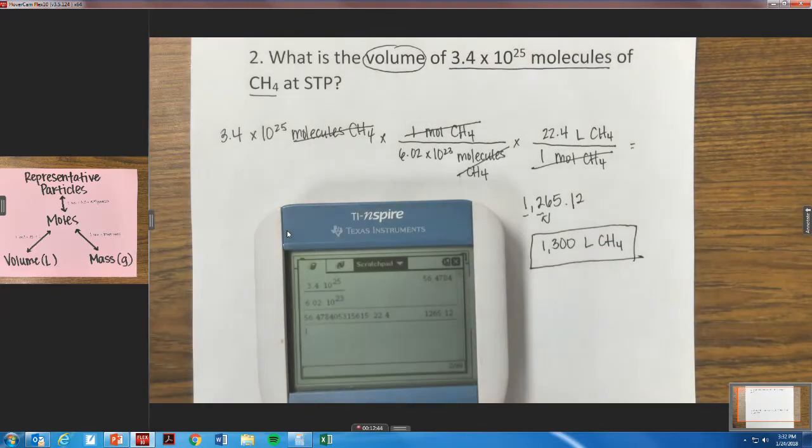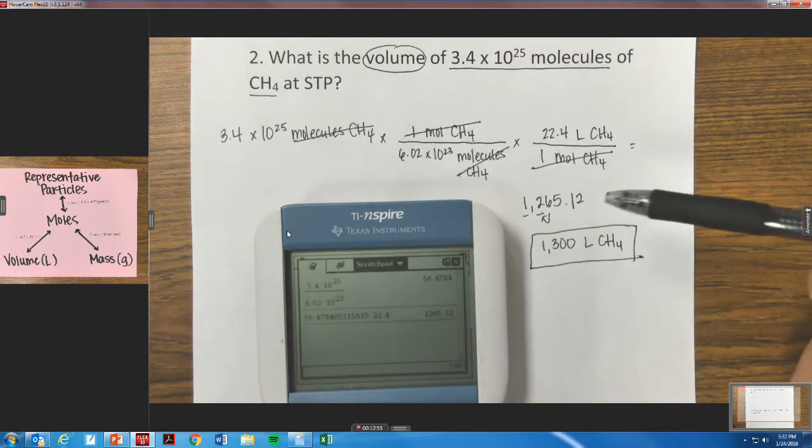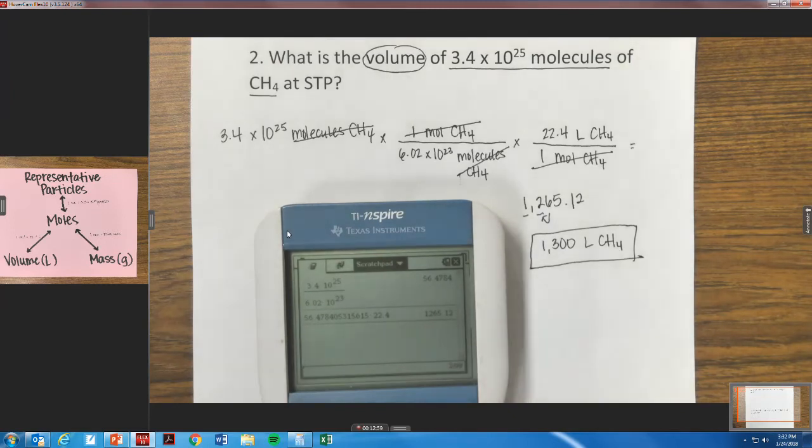If you have any questions, please, please, please ask. The unit is only going to get harder from here if you don't understand how to do dimensional analysis. So again, this concludes our notes. Please ask if you have any questions.